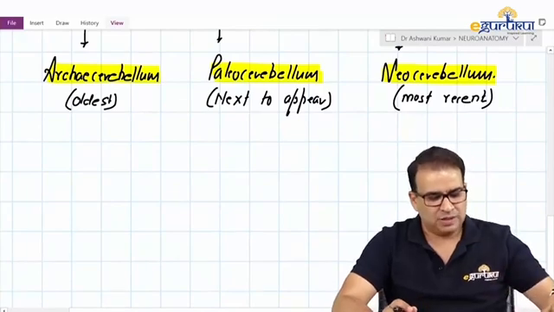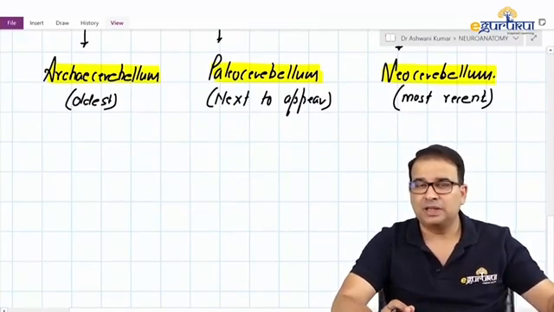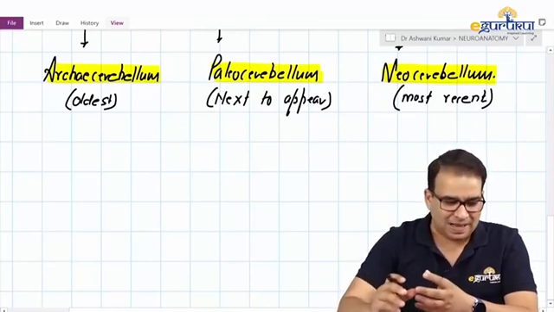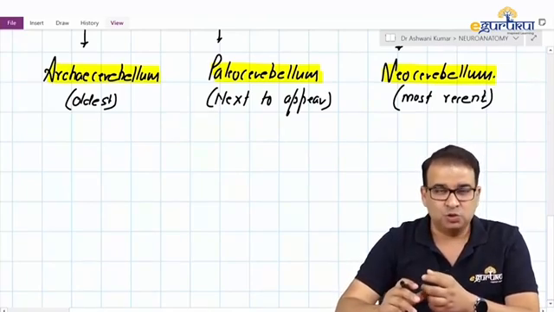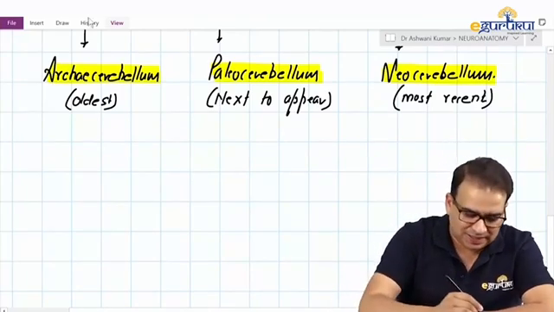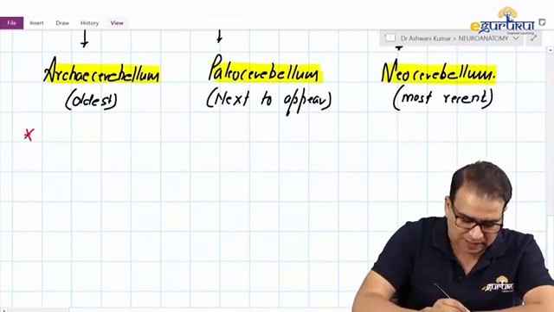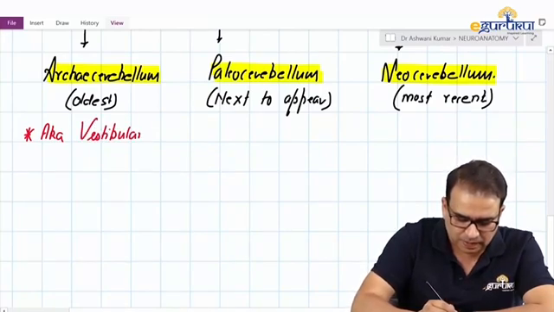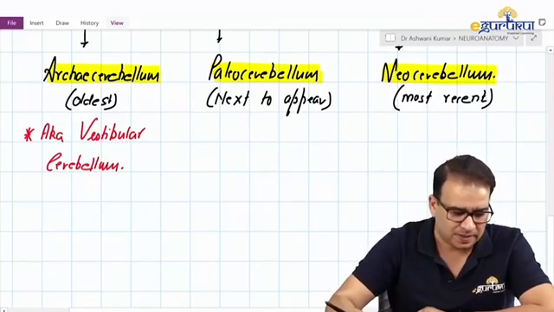The important thing to note is that they also have different names based on what part they are connected to. Archicerebellum mainly has its connection to the vestibular nuclei, and that is why it is also known as the vestibular cerebellum.